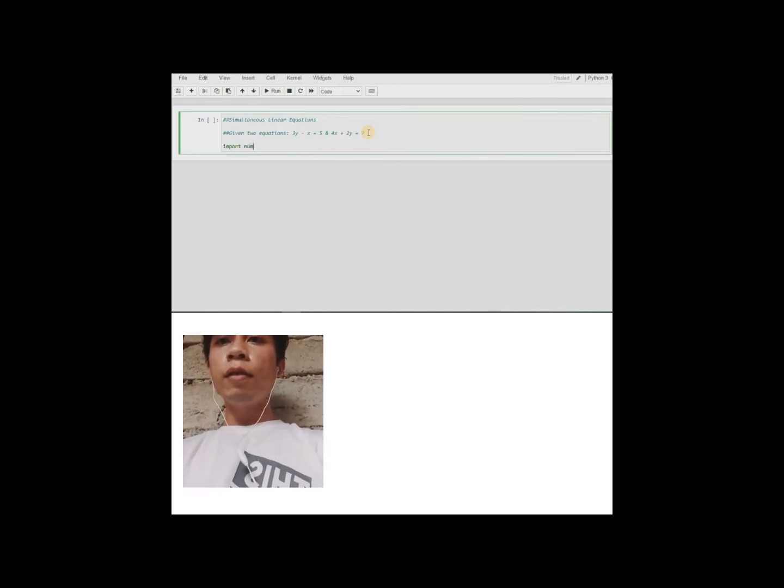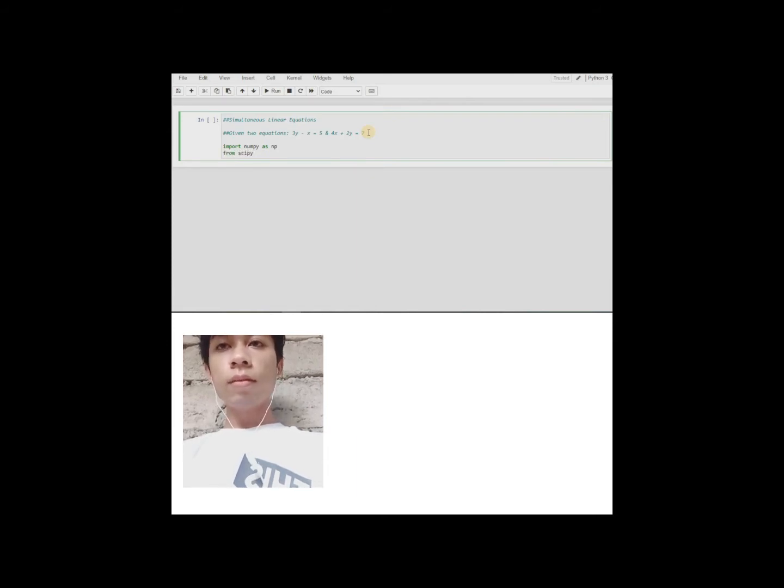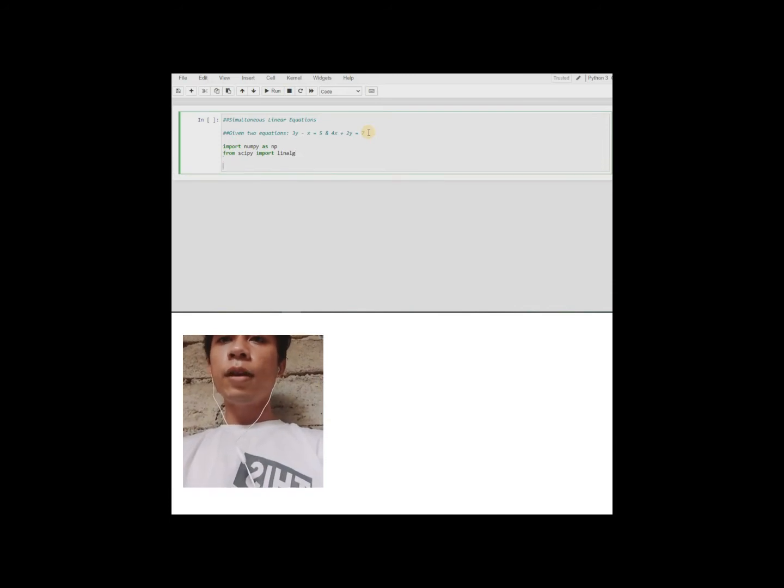So, ang una po natin gagawin is import numpy as np. Next naman po, from SciPy, import linalg or linear algebra. So, SciPy paggagamitin natin para i-solve yung problem na to. So, same po tayo, A is equals to np dot array.